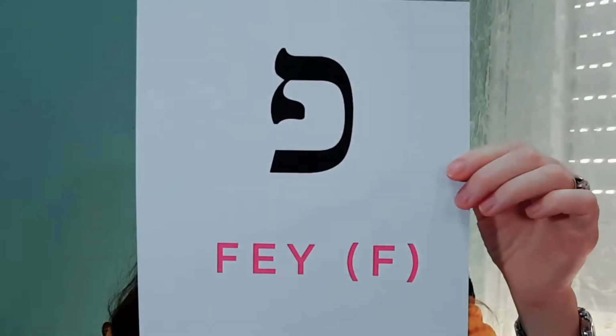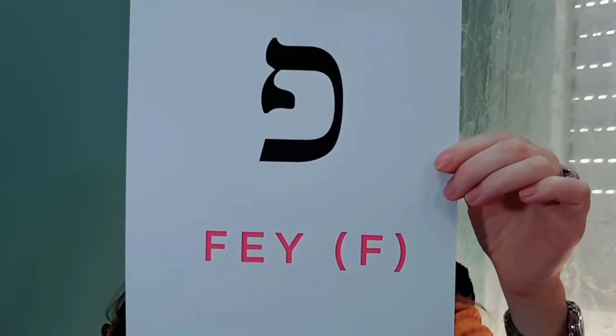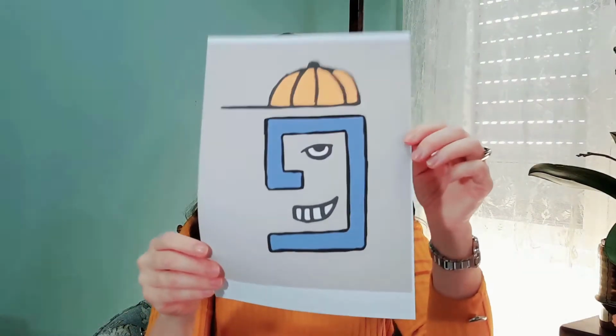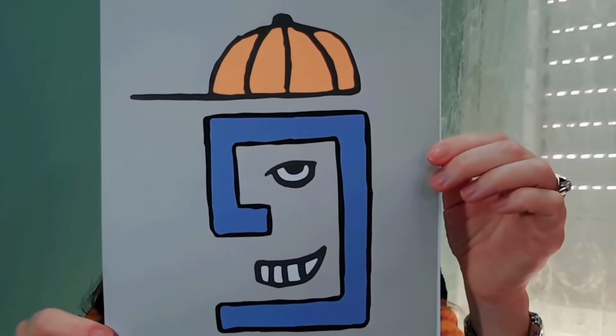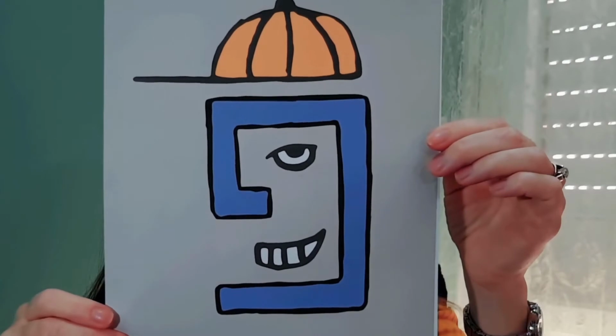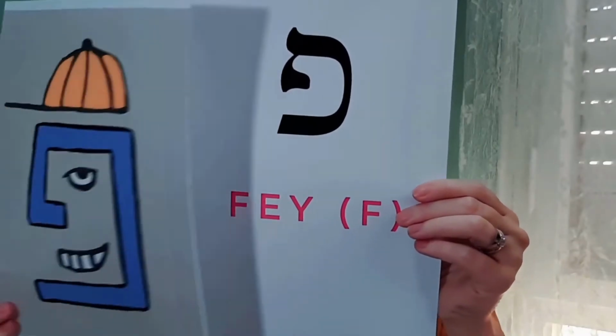This is the letter Fe. Fe makes the sound of the English letter F. Fe also looks like a face. So this is what the Fe looks like in a word. And you can remember it because it looks like a face.